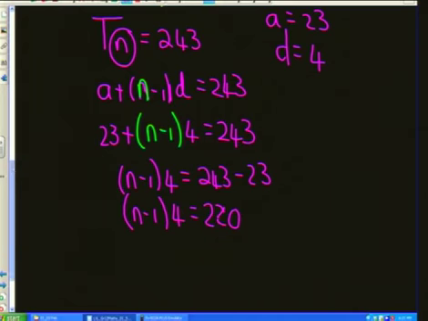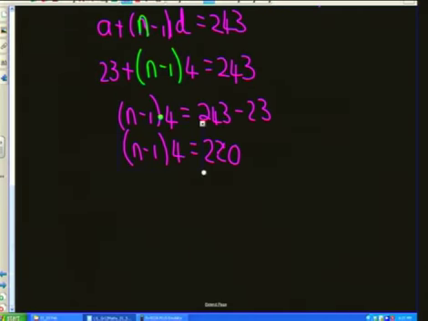Right, now once we're here, we can see that in order to lose that 4, I need to divide this side by 4 and this side by 4, because after all it's an equation. So we have n minus 1 equals 220 divided by 4. Well, 4 goes into 22 5 times, that's going to be 55.